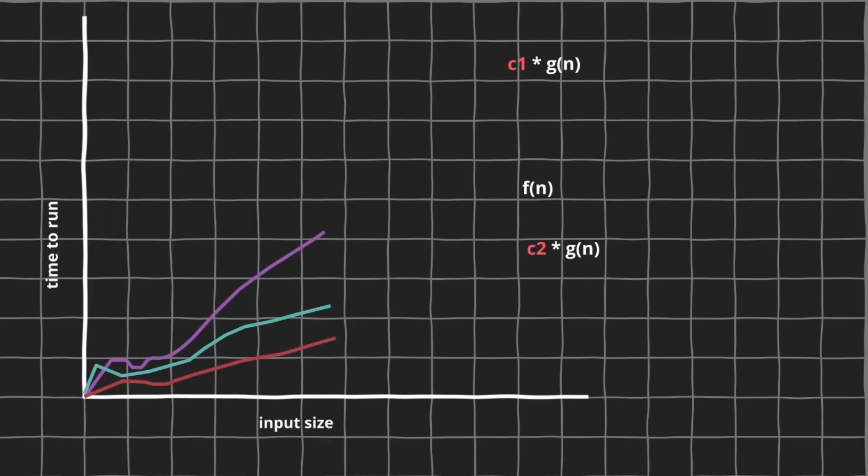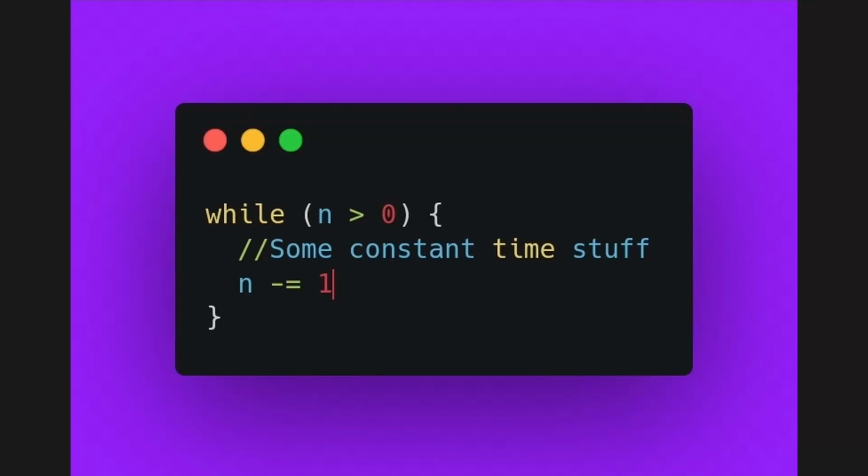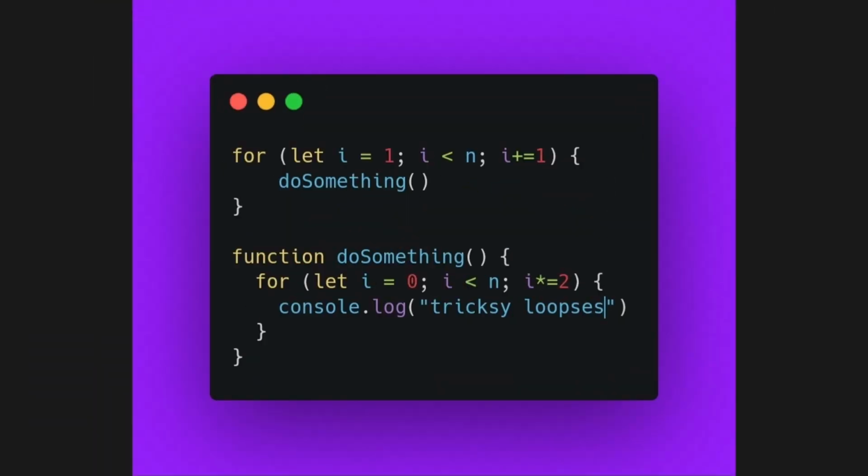Hey guys, last time we talked about the theory of asymptotic notation. But enough theory. Let's do some examples of actually finding the running time of functions using big O notation.